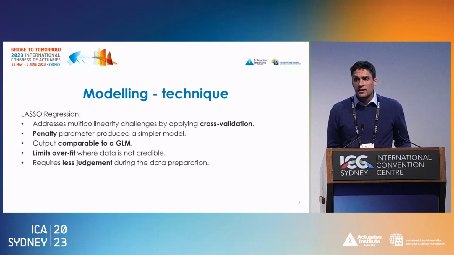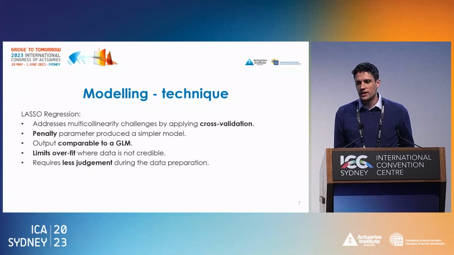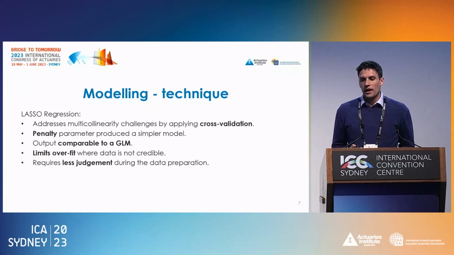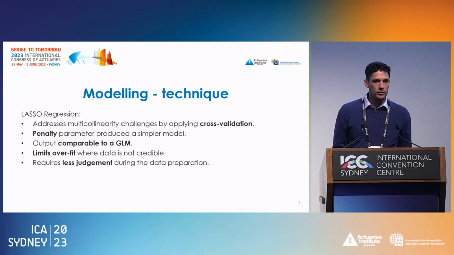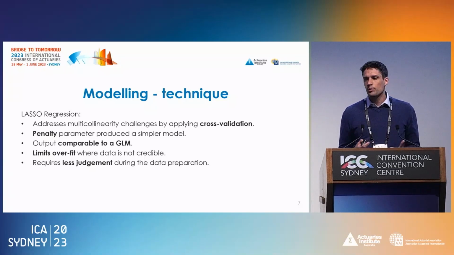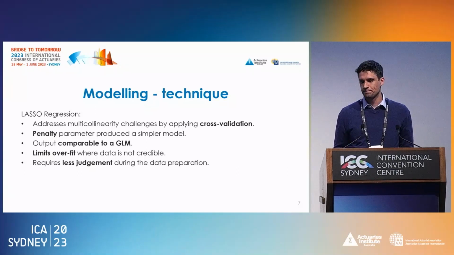Okay. So the modeling technique that I used is called lasso regression, and the reason I use this technique is because it has a range of benefits. What is quite nice is it addresses a multi-collinearity challenge by applying cross-validation. It introduces a penalty parameter, so that results in simpler models. The output is quite easy to explain because it's in a similar format to that of a generalized linear model. And then the penalty parameter with cross-validation helps us limit overfit when the data is not credible. What is quite nice as well with this technique is it's a machine learning algorithm that helps remove some judgment that would have had to be applied during the data preparation stage for other techniques.